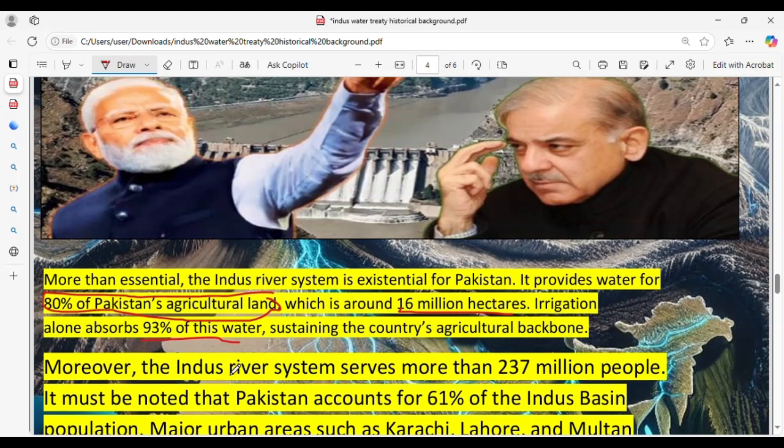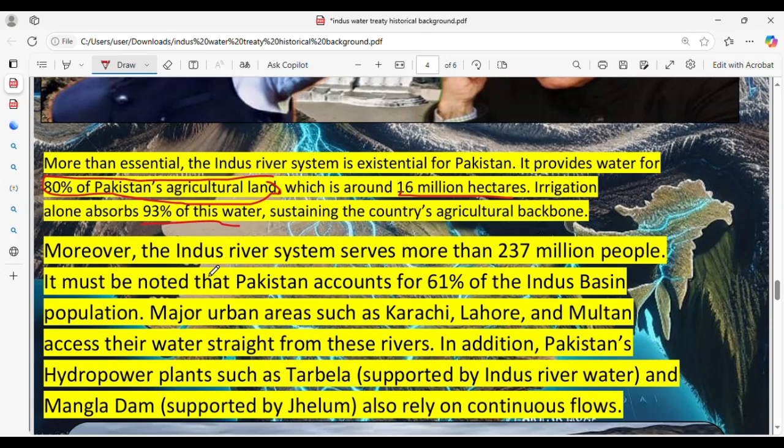Now we come to, moreover, the Indus river system serves more than 237 million people. We cannot even imagine the number of these people.